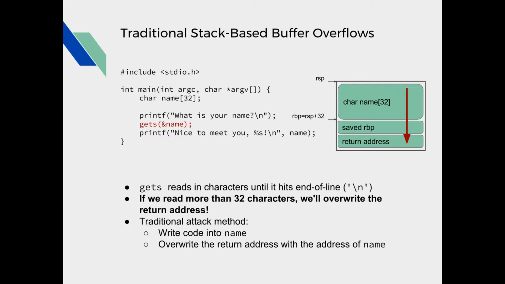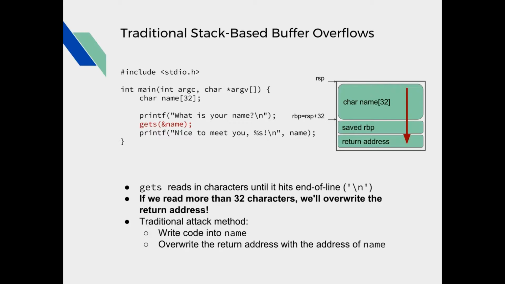What's going to happen is if you put more than 32 characters into the name field, it will go through the saved base pointer and through the return address, and if you corrupt that, you can execute whatever you want. The traditional method of attack for this would be to write what they call shellcode into the name variable. That's just a small bit of assembly code that typically doesn't have a null byte, or there might be some characters that are excluded from what you can use depending on how the function works.